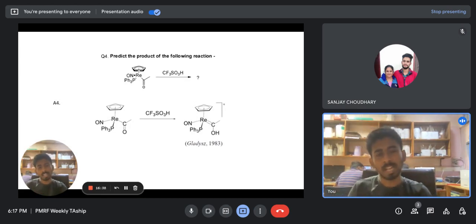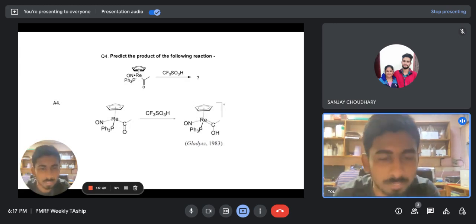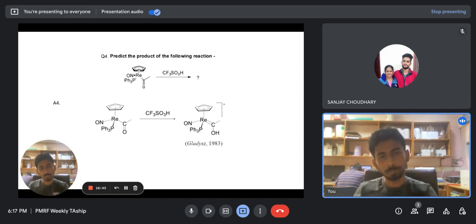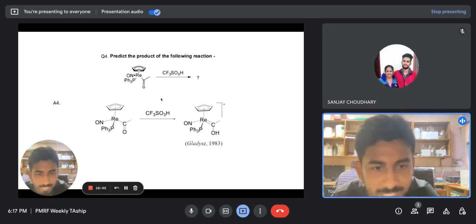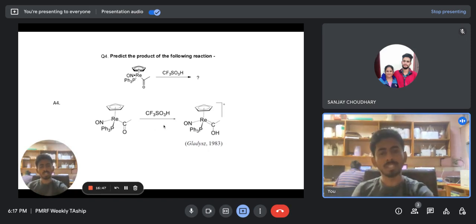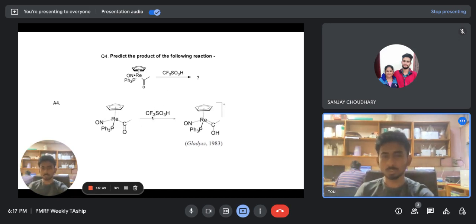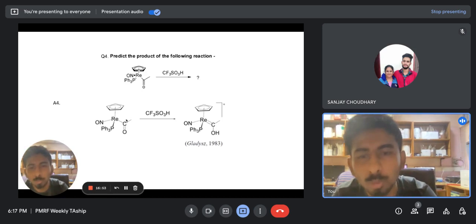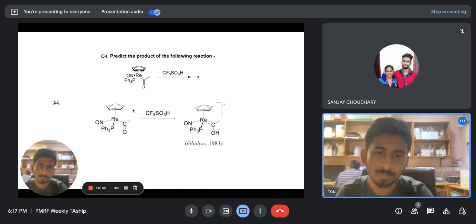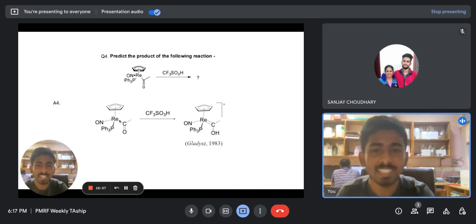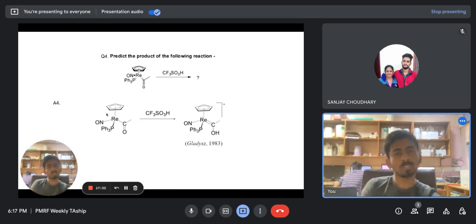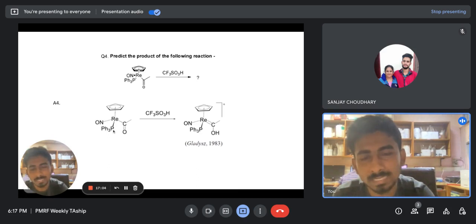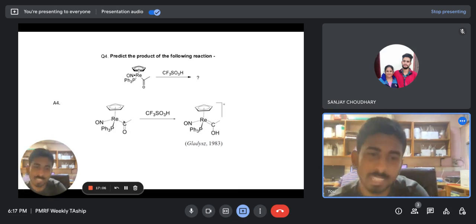So this is actually another class of reaction where the Fischer carbenes are produced. These were first produced by the scientist Gladysz in 1983, when they showed that such strong organic Bronsted acids are useful in producing Fischer carbenes from these acyl coordinated metal systems. So here you can on your own count the balanced electron count of this rhenium complex.